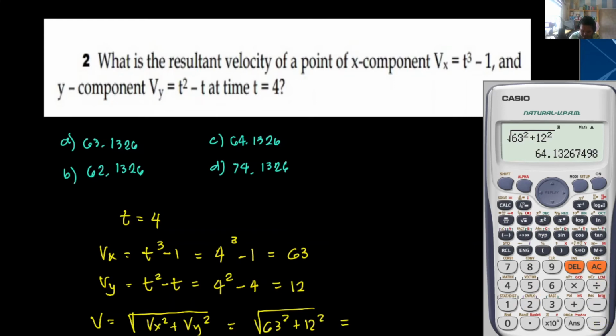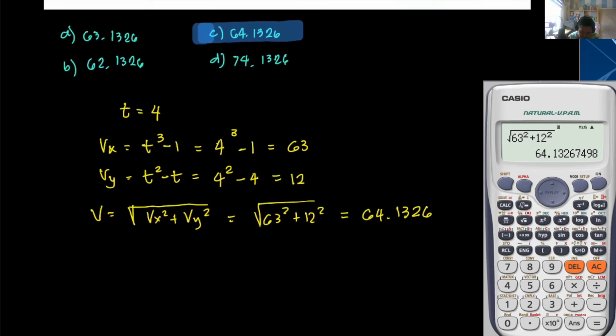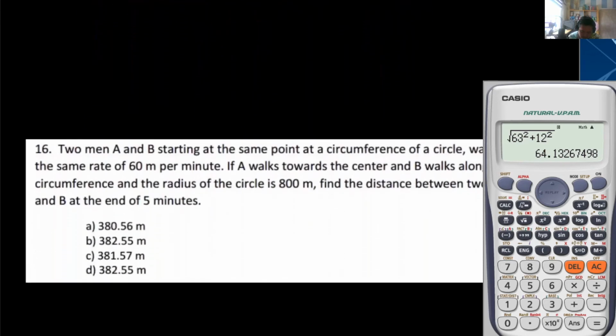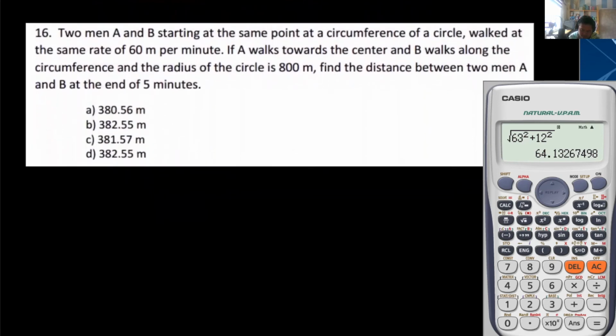So we have now 64.1326. So that is letter C. Okay, this one. So very easy. So let's go to the problem in our quiz 1. Okay.